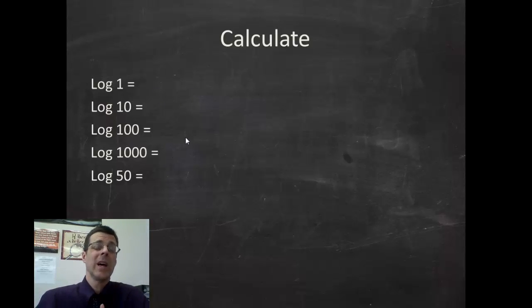Now, if you haven't done this, please do this. It's always best to be pushing the buttons rather than just watching, right? Mathy type stuff is not a spectator sport. You get these answers. So the log of 1 is 0, the log of 10 is 1, 100 is 2, the log of 1000 is 3, and the log of 50 is that.